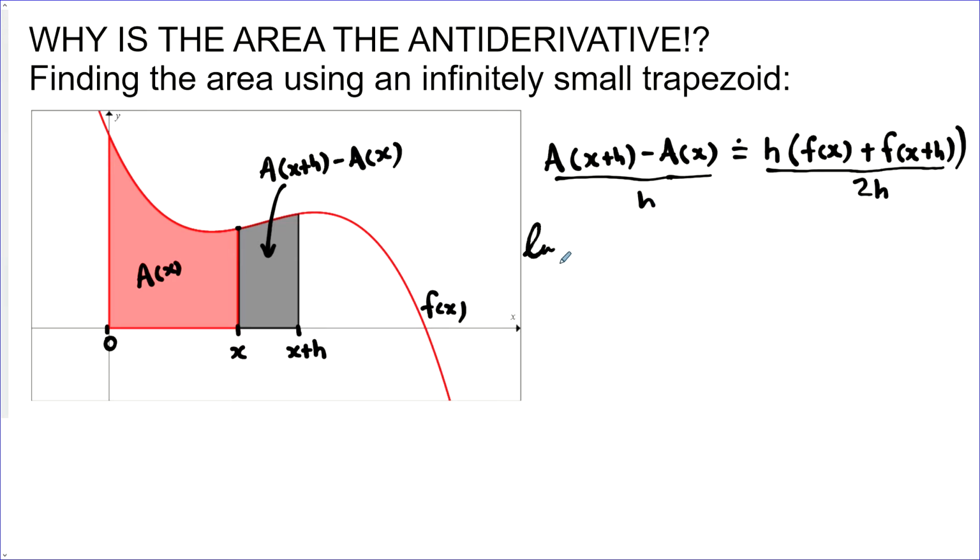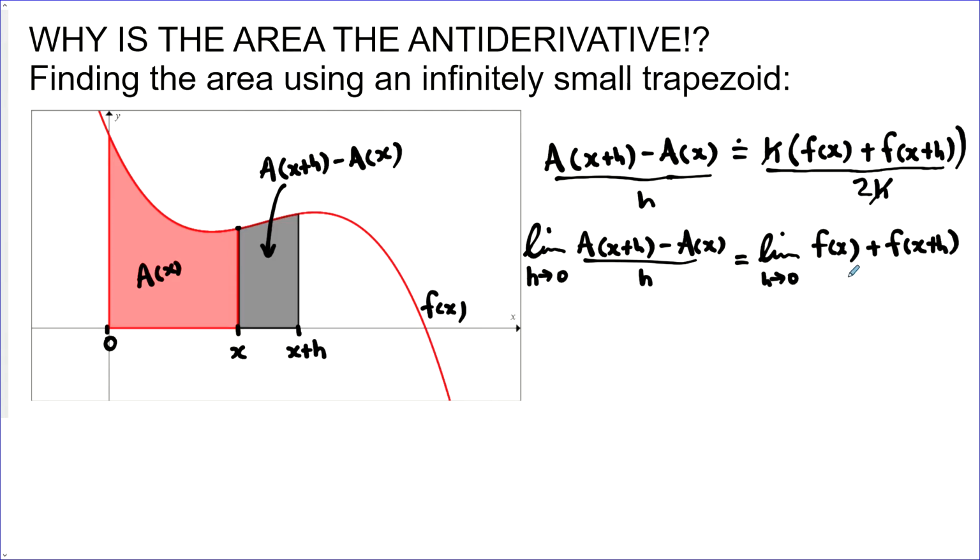So we'll do that. We'll say the limit as h approaches 0 of a of x plus h minus a of x, divided by h, is equal to, and this h will cancel, and here we're just left with the limit as h approaches 0 of f of x plus f of x plus h, divided by 2. Now on this side, you see what we have? This is how we defined our derivative for a function a. So on the left side here, this is the derivative of a.